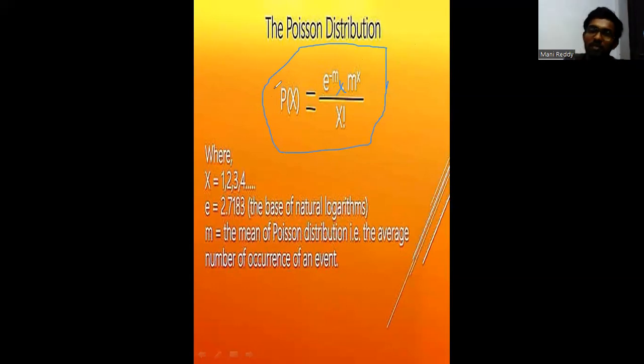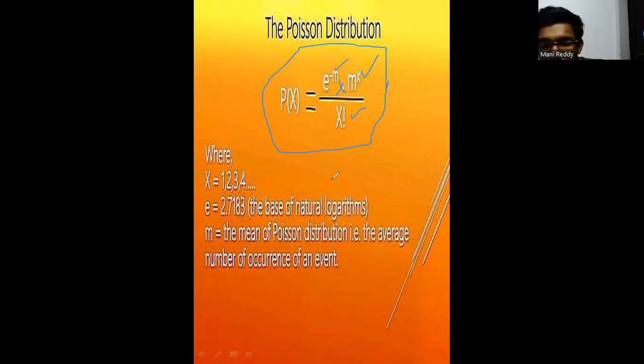Okay, probability of a particular statement. Here is the formula: P of x, where x means the random variable, equals e power minus m into m power x by x factorial. Here we have to learn what e, m and x mean. Where x equals 1, 2, 3, 4, like natural numbers. The e value we all know: 2.7183. Here m is there now: e power minus m, m power x.